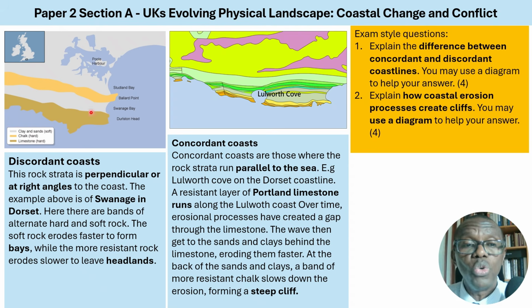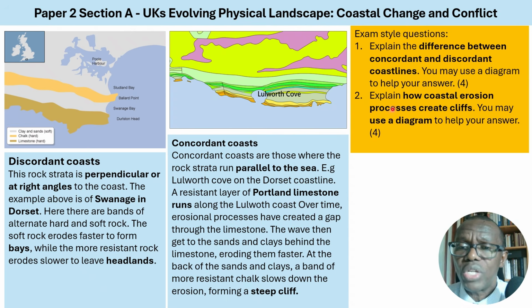So obviously you would talk about the way the rock strata, or layers, if you like, are laid out. For discordant, they are perpendicular to the coastline and they lead to the formation of bays and headlands. And then for concordant coastlines, the rock strata or the geology is parallel to the coast, and leads to the formation of coves and cliffs.